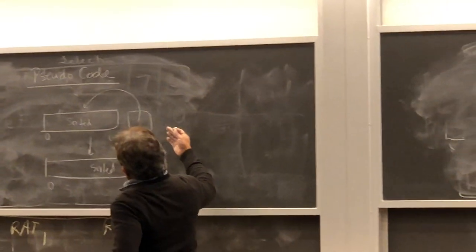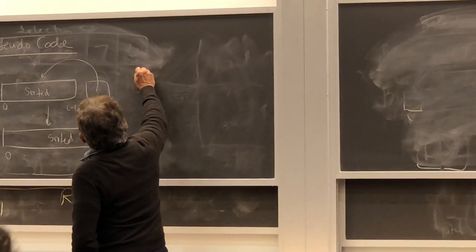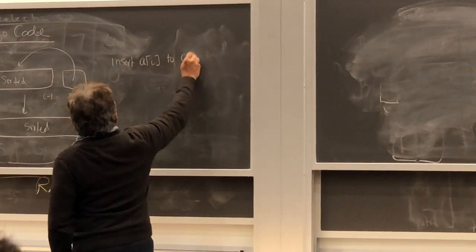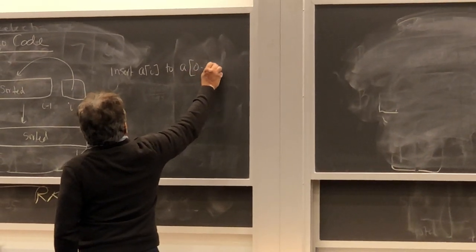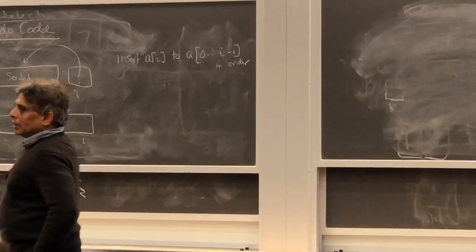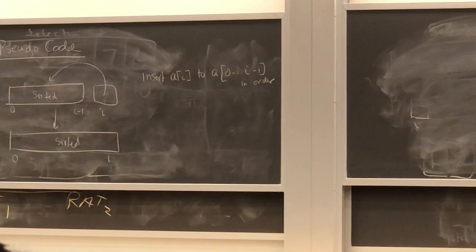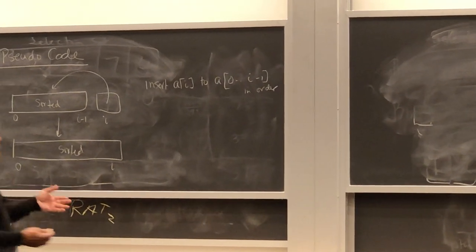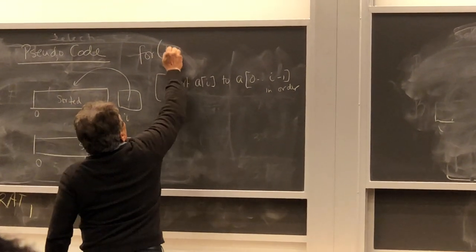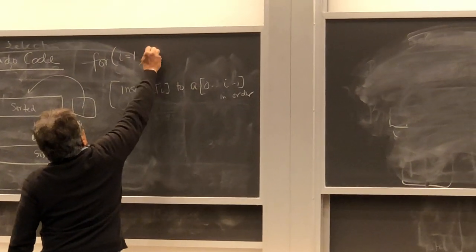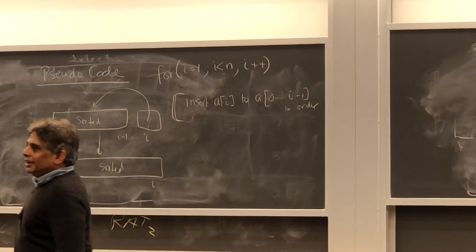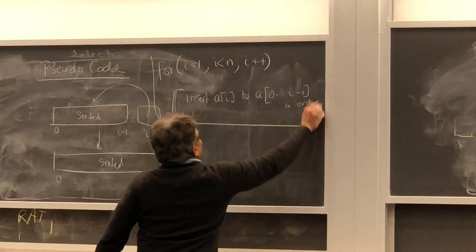Here are the operations I have to do. First, I have to insert A of i into this array from 0 to i minus 1 in order. That's what I want to do at the ith stage. But then if I want to wrap this in a loop, I will say: for i from 1, i less than n, i plus plus, I will do this. That's your insertion sort pseudocode.